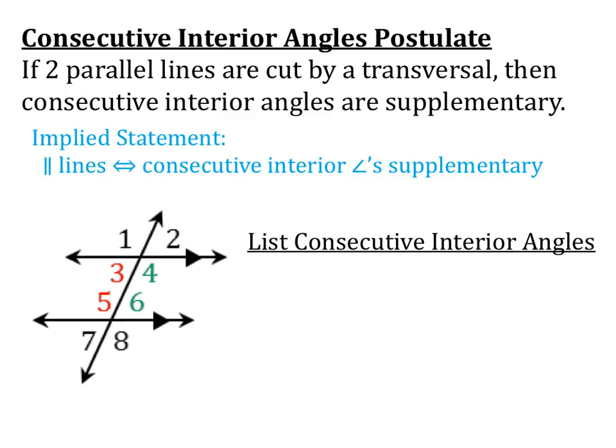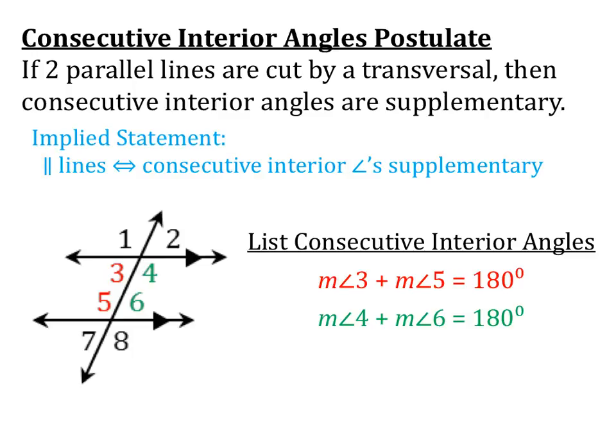Consecutive, remember, is one after the other on the same side of the transversal. Interior is on the inside of the lines. So 3 and 5 are consecutive interiors, 4 and 6. So we can add the measure of angle 3 to the measure of angle 5, and that will equal 180 degrees. We can also add the measure of angle 4 to the measure of angle 6, and that equals 180 degrees. This is our consecutive interior angles postulate.